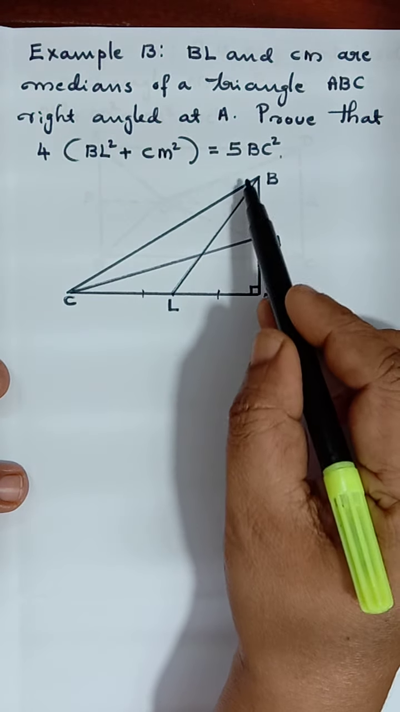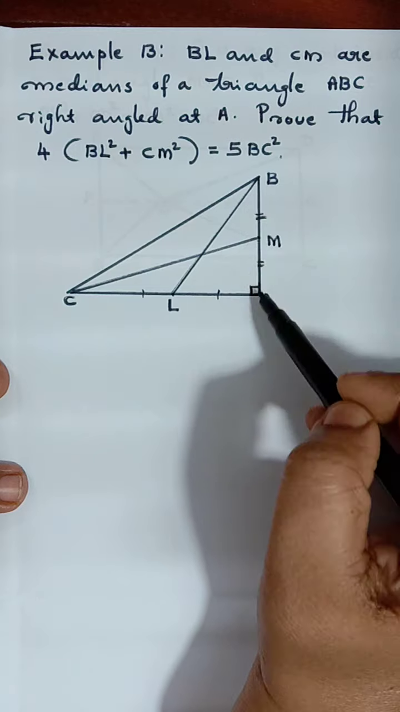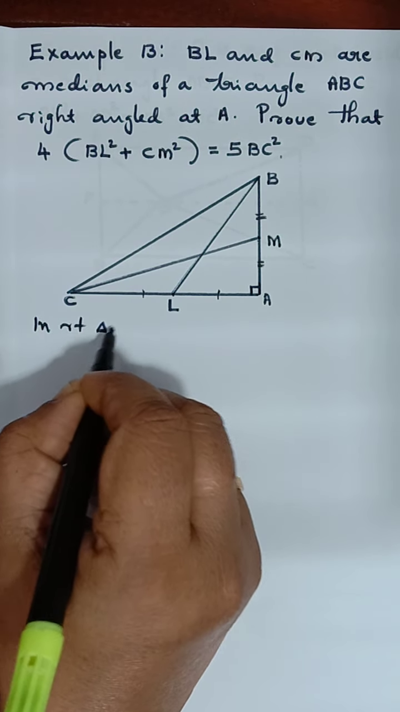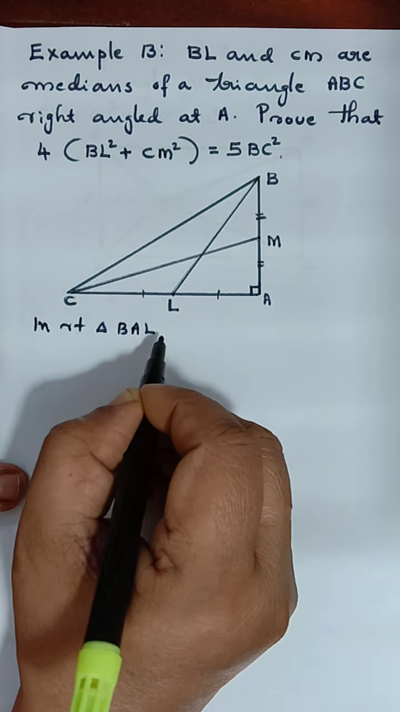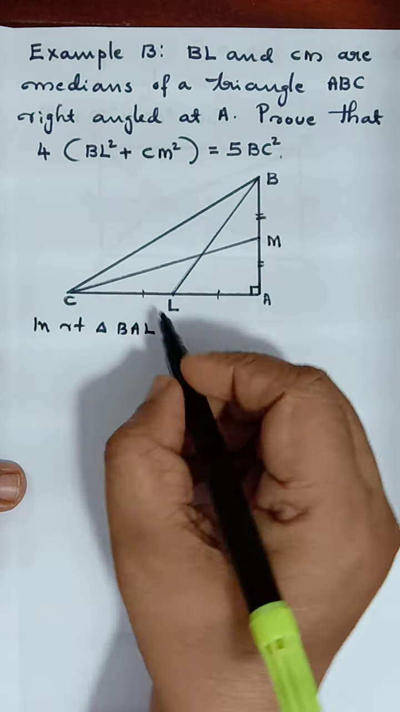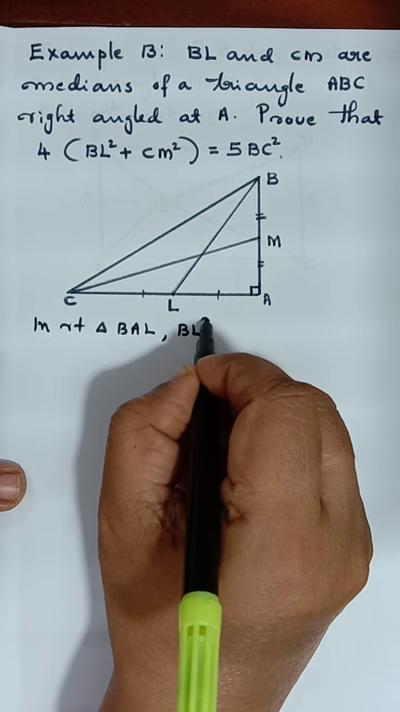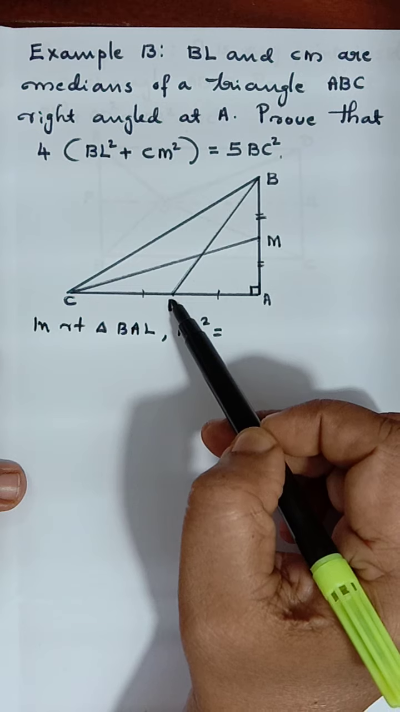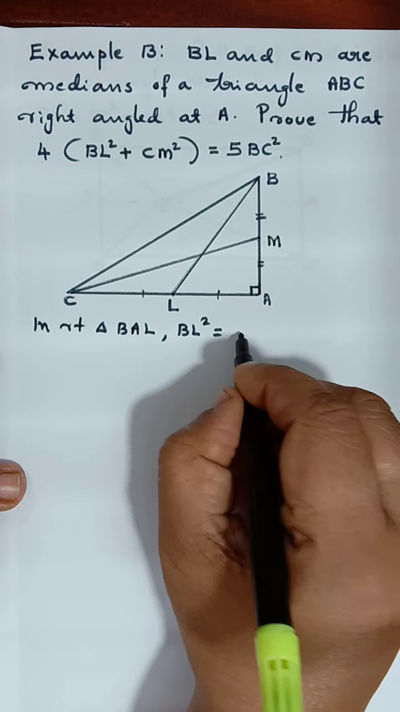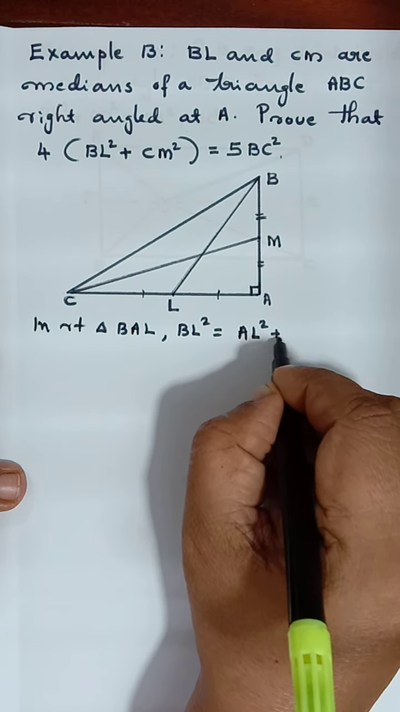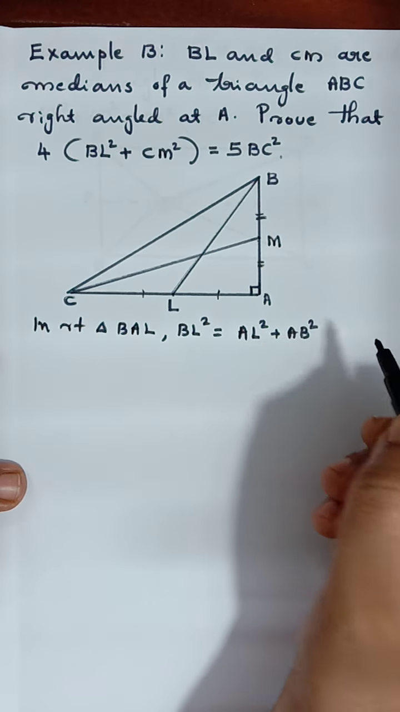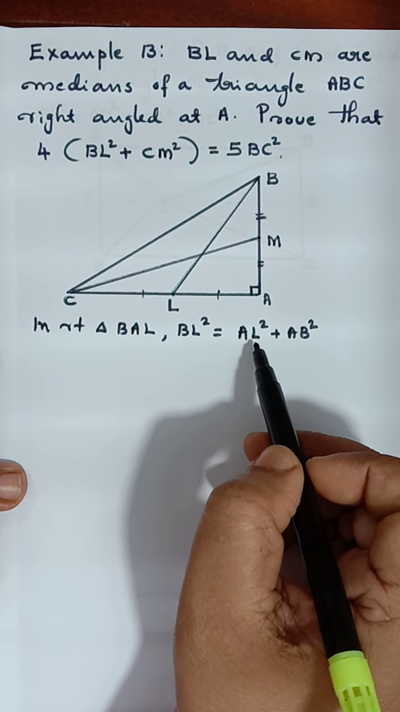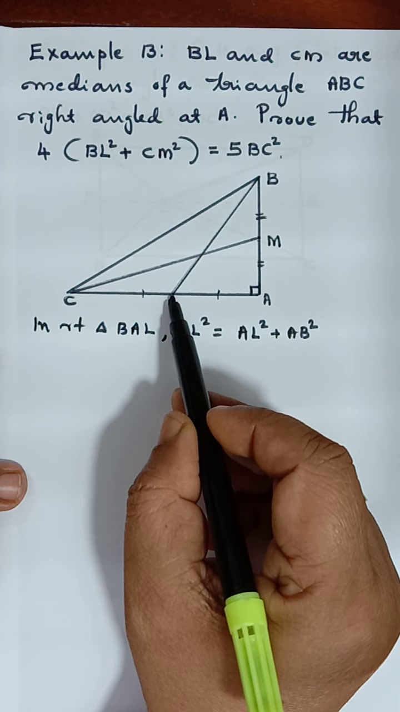We will find out what BL square is. Considering right triangle BAL, in right triangle BAL we can write BL square is equal to hypotenuse square, which is AL square plus AB square. We need BL square. And what is this AL? That is a clue given to us.